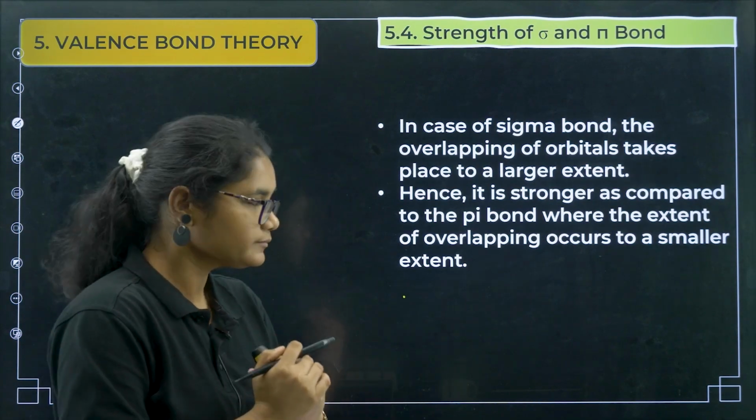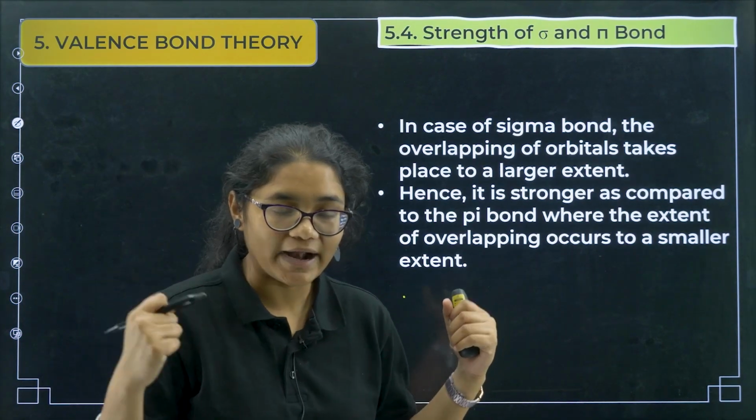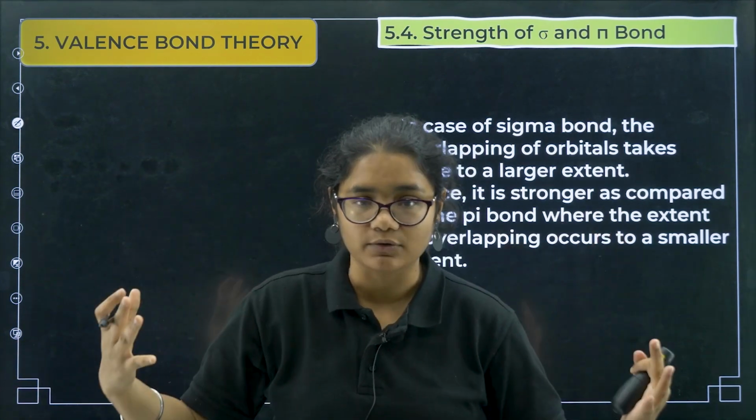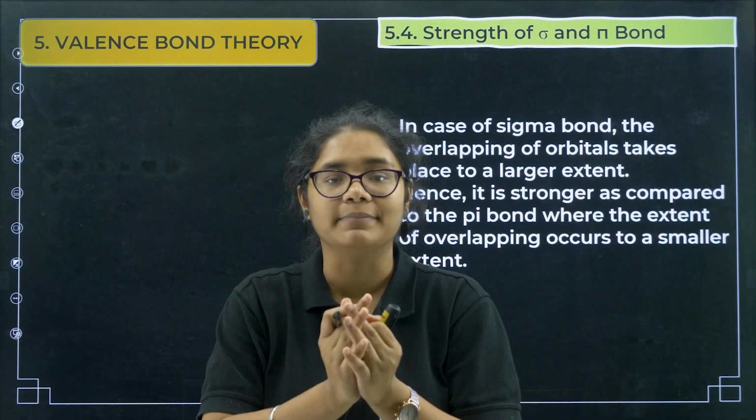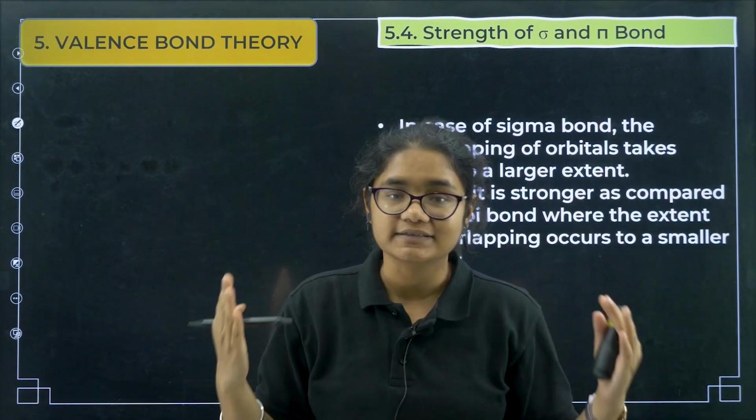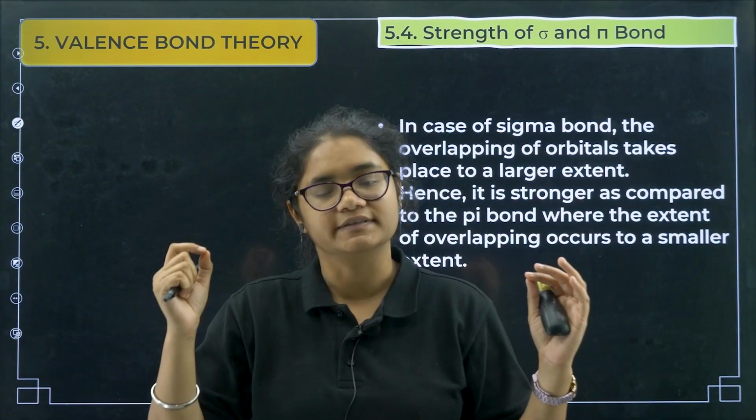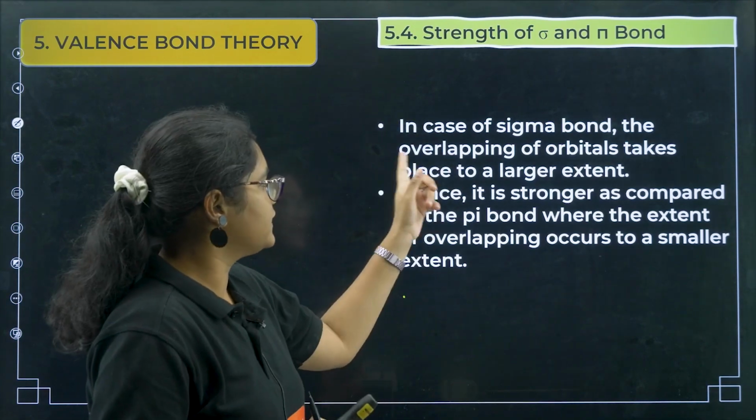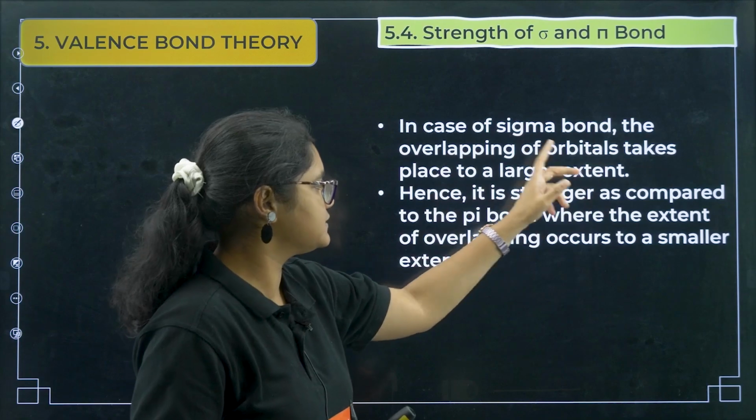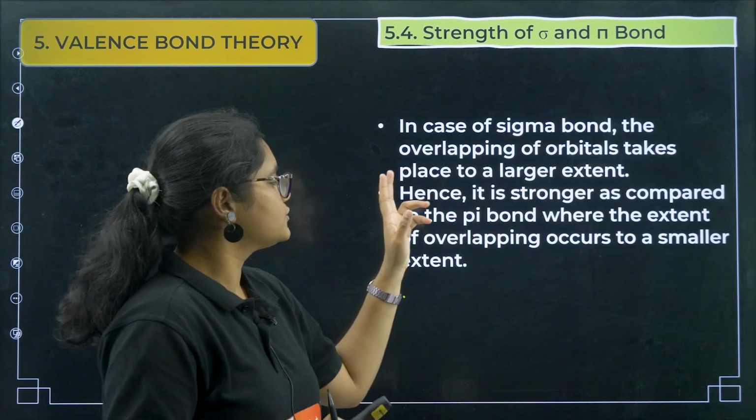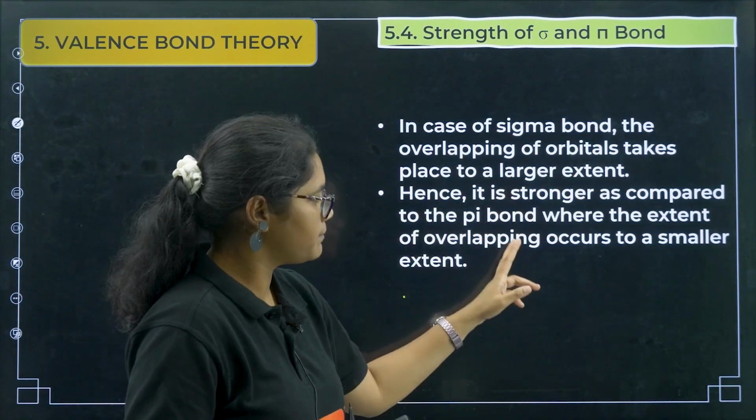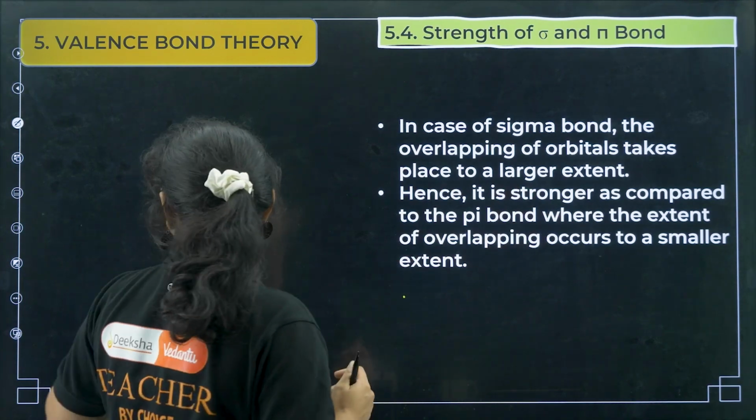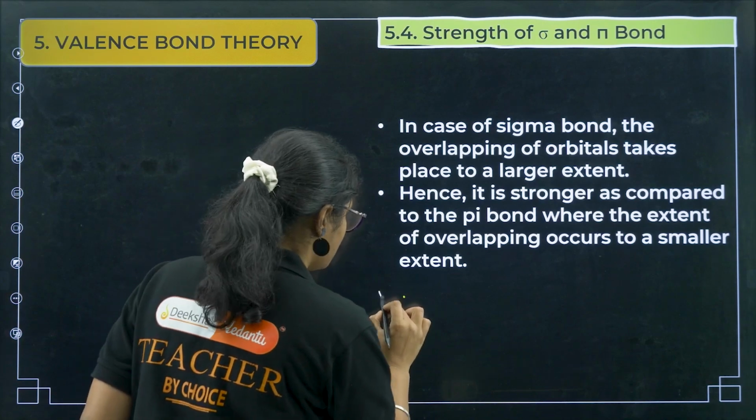Okay, now see, generally whenever there is head-on overlapping, so we just discussed in the starting that wherever overlapping is very good, when the atomic orbitals can overlap better, the bond will be stronger. Okay, so in sigma bond there is better overlapping, so sigma bonds are definitely stronger than pi bonds. Okay, so you can see in case of sigma bonds, the overlapping of orbitals takes place to a larger extent, so hence it is stronger as compared to the pi bond, where the extent of overlapping occurs to a smaller extent.